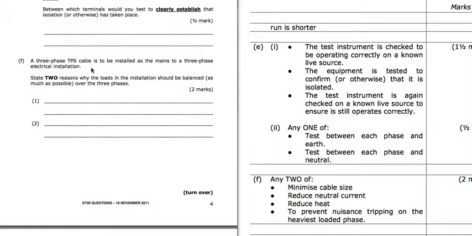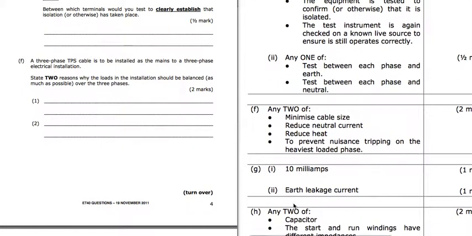Three-phase TPS cable is to be installed as the mains to a three-phase electrical installation. State two reasons why the loads in the installation should be balanced as much as possible over the three phases. So we've got the three phases. If we have too much load on one phase and not enough on the other, it will be unbalanced. And if we balance it, we can have smaller cable size, so we can minimize the cable sizing. We can reduce the neutral current. If we have it perfectly balanced, then we'll get zero neutral current. We'll reduce the heat losses, and we'll prevent nuisance tripping on the heaviest loaded phase.